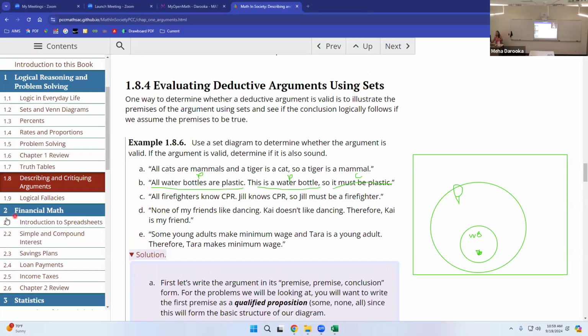All right, and this guy was option B. Let's clear this guy up. And again, if anyone on Zoom has a question, just let me know. All firefighters know CPR. We're kind of going back to a similar example we did before. So all firefighters know CPR. Jill knows CPR, so Jill must be a firefighter. Now, again, we can do the strength and soundness argument on this, but let's talk about the logical step here. So we're saying all firefighters know CPR. So how would you set up your Venn diagram again for this guy?